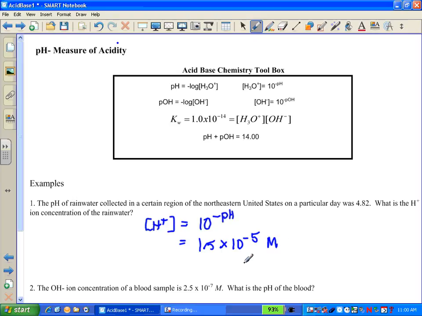For significant digits, when you're dealing with pH, the number of significant digits in a pH is actually the number of decimal places. The 4 in here is actually just the placeholder. It's telling us what the power is, okay? And then the other ones are actually the measured values. So in this case, there are 2 significant digits, so I reported 1.5 times 10 to the negative 5.